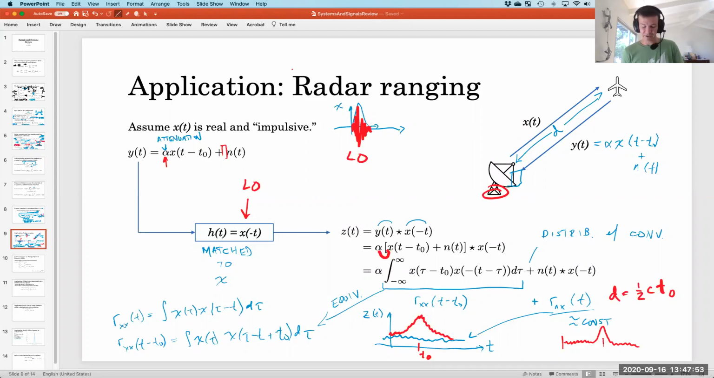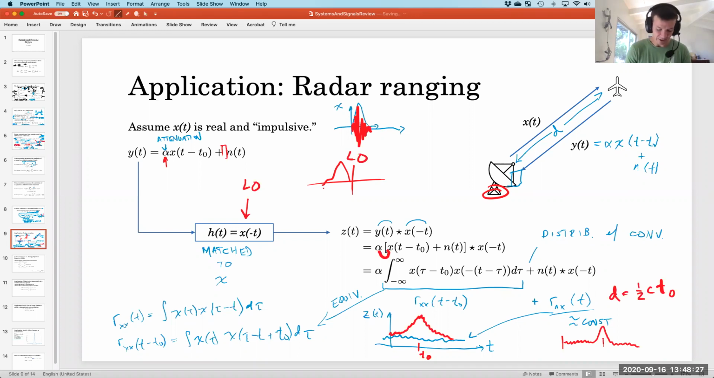Is anyone concerned that I have specified an impulse response to be a time reversed signal, especially because I drew that signal in forward time as being causal? Does that give anyone kind of the heebie-jeebies? What happens if I time reverse X? I get a signal that's not causal. And if I have an impulse response that's not causal, I have a non-realizable system.